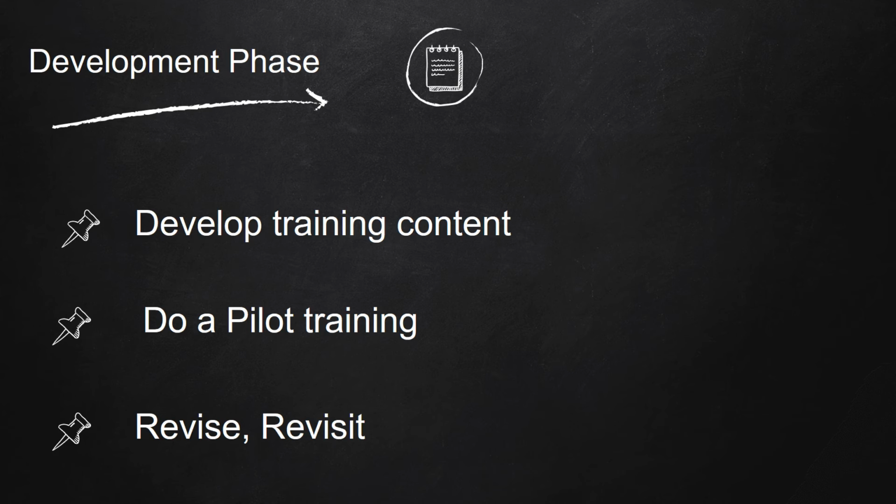The next step is to do a pilot training. Once the training content is developed, we have to do a pilot to ensure that it works fine, because sometimes the video won't play, sometimes audio is not clear, sometimes you don't have a clear display. So it is imperative to do that before the actual training, because you can always fix it. And then the next step, the last step, is revising and revisiting the training content.